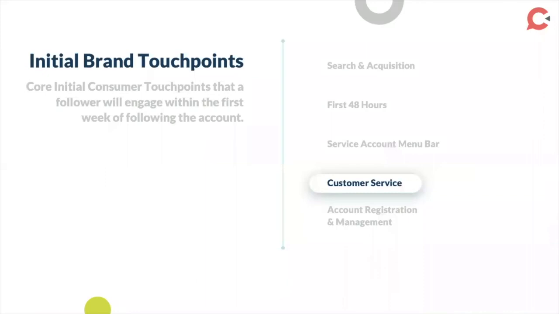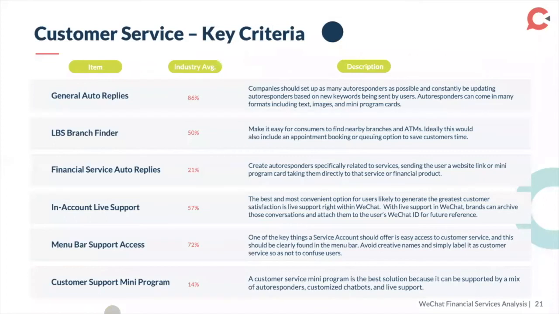Moving to the next touch point, which is customer service. Here are the key criteria. We found 86% of accounts have set up general auto replies. This is where you set up frequently used keywords, and when users trigger those keywords, you can reply with a text message, images, or even a mini program card. 50% of accounts set up LBS, location-based service branch finders, and it will make it much easier for customers to find a nearby branch or ATM, and ideally should include appointment booking.